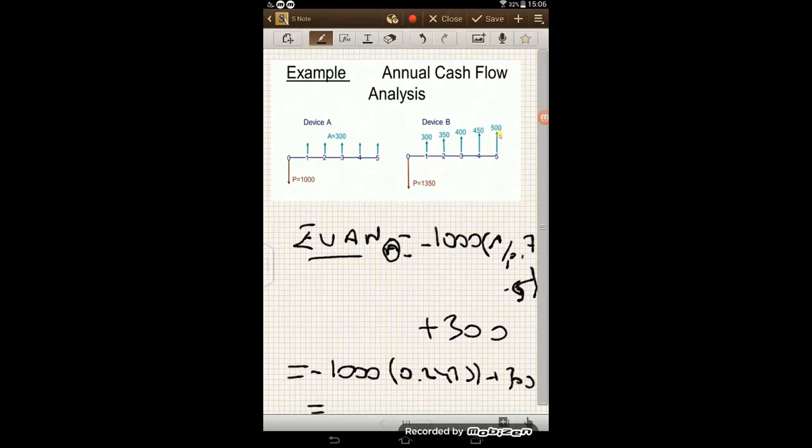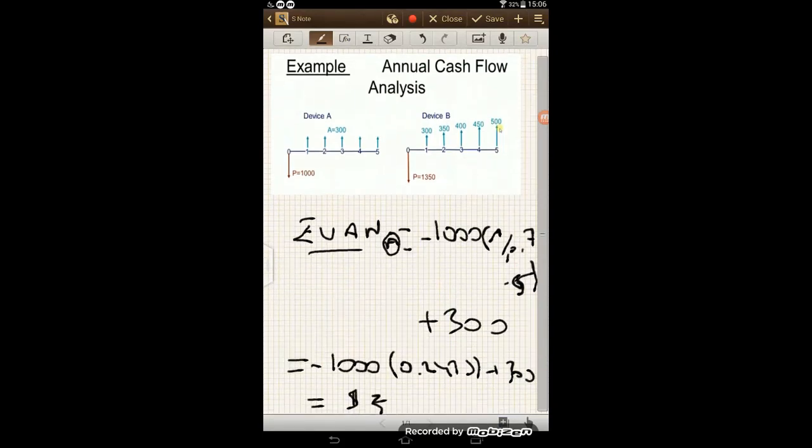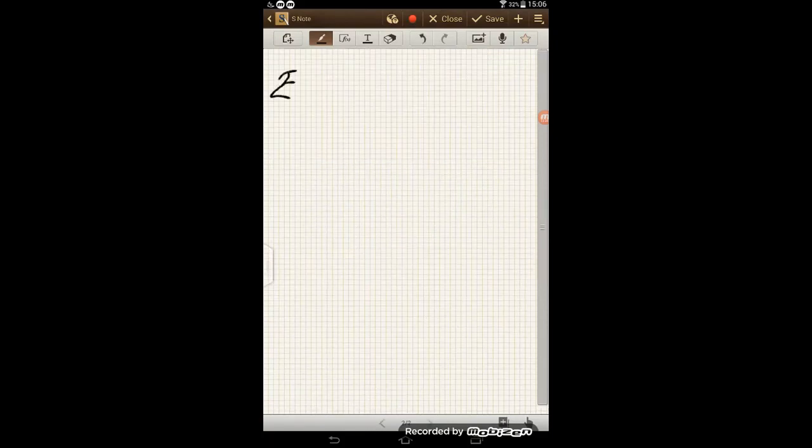As it is seen here, 243.9 in the minus side, 300. So it's gonna be 56 points. It's gonna be positive. So we are earning. It shows that in 5 years we start to earn $56.1 each year.